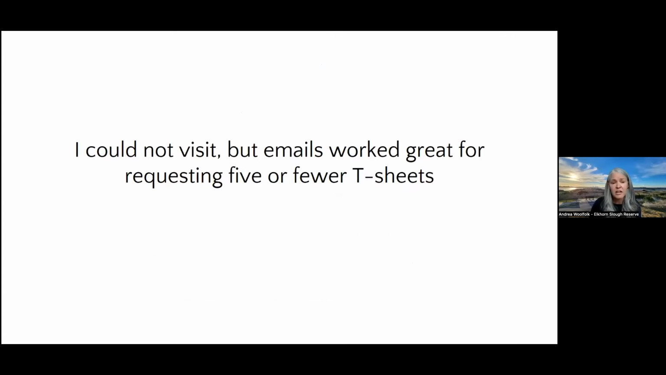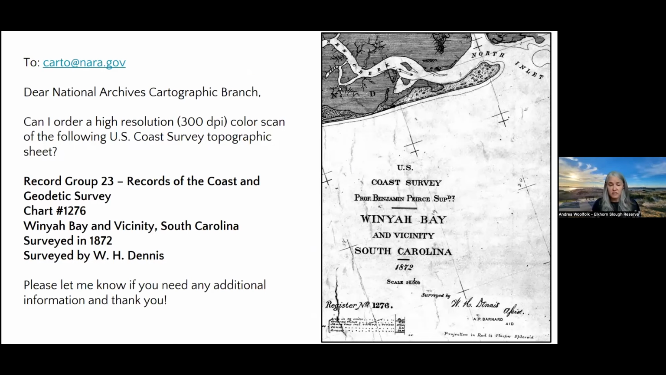So in our case, after the researcher finished, we realized we needed a few more T-sheets. And I could not visit the National Archives in person because I live in California, but emails worked great for requesting 5 or fewer T-sheets. So all of this is in the resource list, but let's run through how to request something by email.